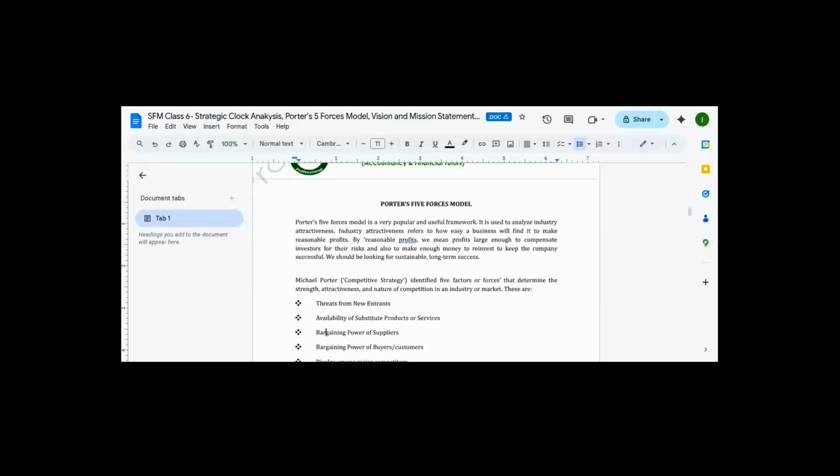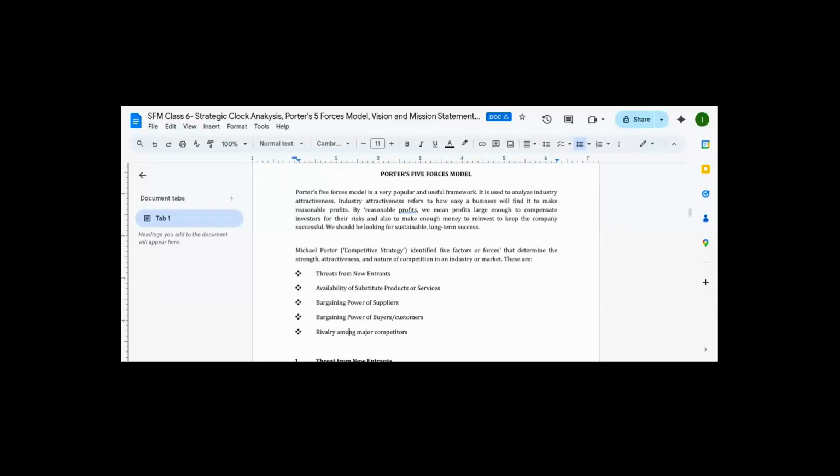3. Bargaining power of the supplier. 4. Bargaining power of the buyer. And 5. Rivalry among major competitors. You are not expected to discuss anything more than this in exam.